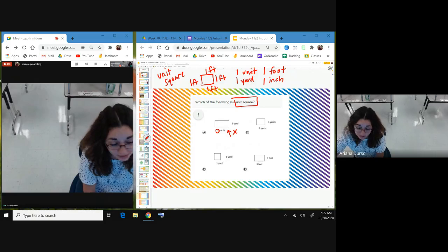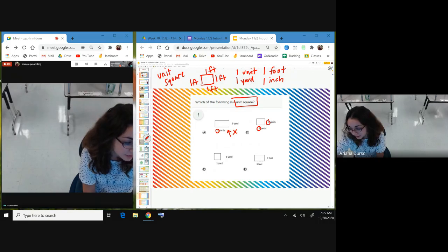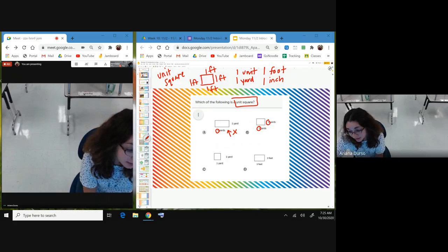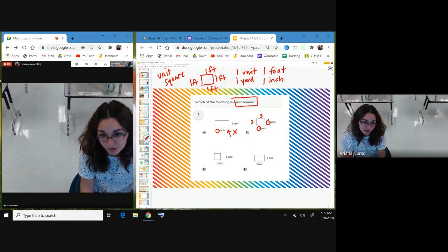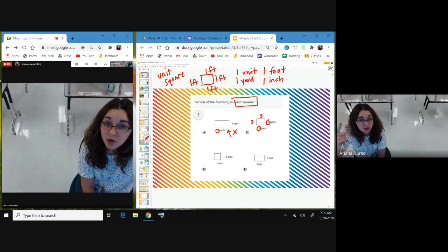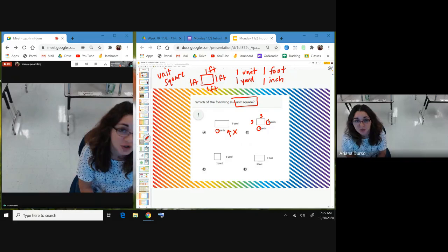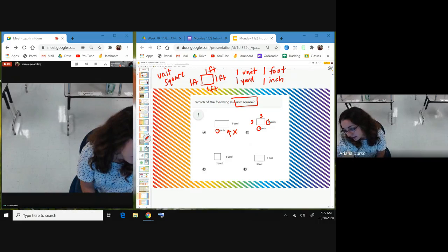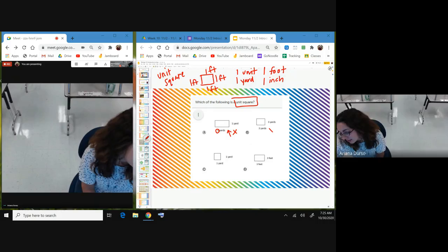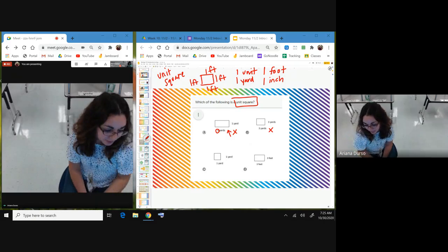B, no. This is a square because the sides are equal. See, this side is 3, this side is 3. Okay, and guess what? This side's probably 3 too, and so is this side. But a unit square has each side being 1 unit. So each side should be 1 yard in this case. And it's not. So that's not a unit square.